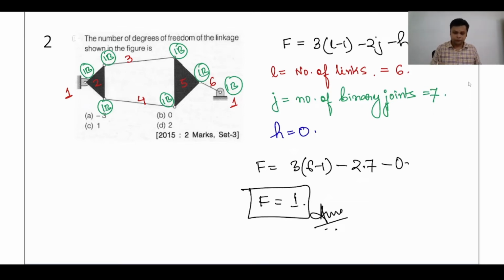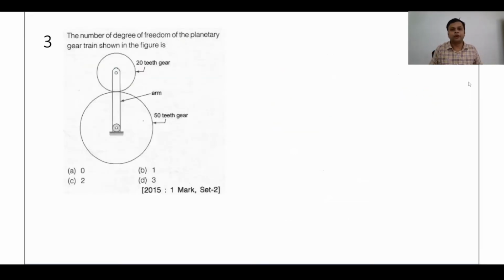Okay, let us move on to the next question. Again, you have to find out the degree of freedom of the planetary gear as shown in the figure. Question number 3, we have to find the degree of freedom of the planetary gears. Again, a very fantastic question.